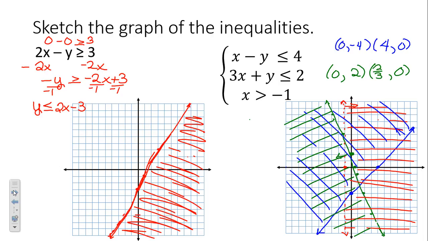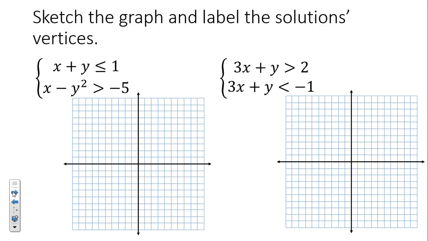Okay, questions on these? All right, we're taking it up a notch. Next direction says, this time do the same thing, but I want you to label the solution's vertices. Tell me where they intersect. Okay, so no problem with this one, right? It's in standard form, so we can find intercepts. X is 0, Y has to be 1. X is what when Y is 0? 1. So 0, 1 and 1, 0.